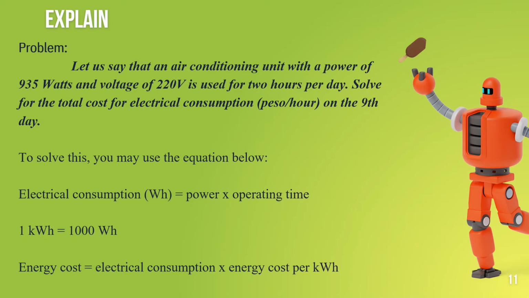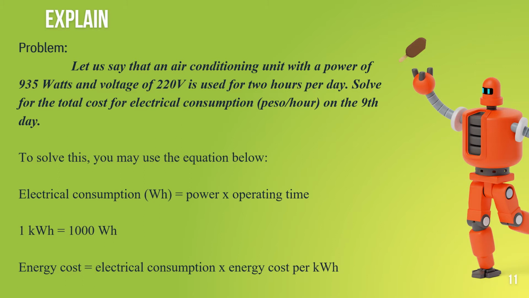The problem that the student and the teacher will be discussing is this. Let us say that an air conditioning unit with a power of 935 watts and voltage of 220 volts is used for 2 hours per day. Solve for the total cost for electrical consumption with the unit of peso per hour on the 9th day. To solve this, you may use the equations below.